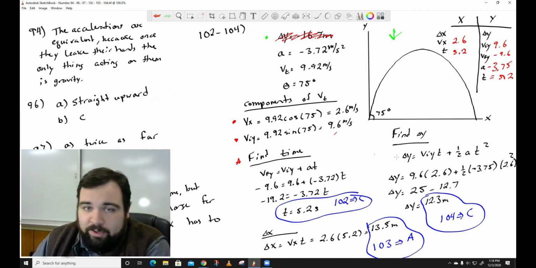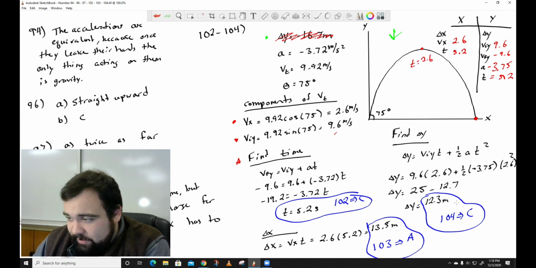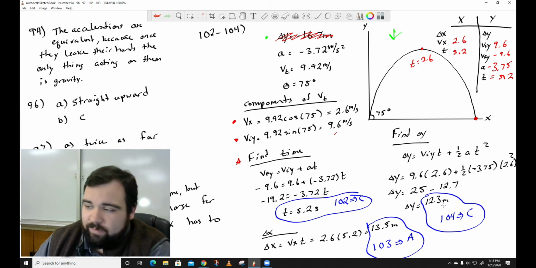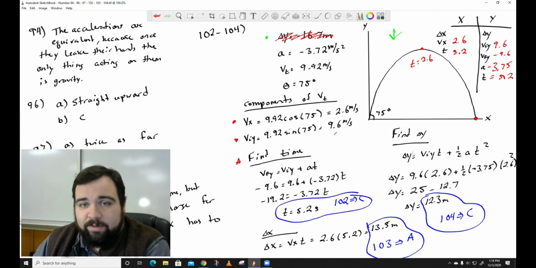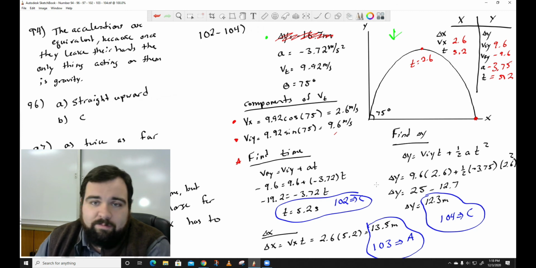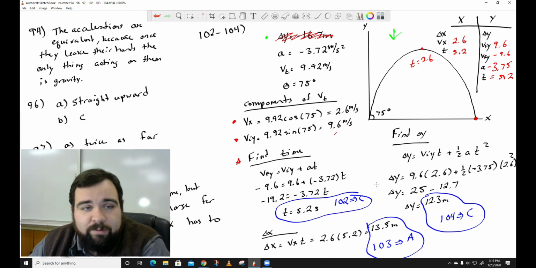And then the last bit, we want to know how high this thing bounces. So the delta y equation, we plug in our half time. We don't want to plug in the full 5.2 seconds because 5.2 seconds later the thing is back on the ground. We want to know the maximum height, so we want to use a t of 2.6. Plug that through, you get an answer of 12.3. That matches up with 104 exactly. So we have everything we need to know. So 102, 103, and 104 are all done.